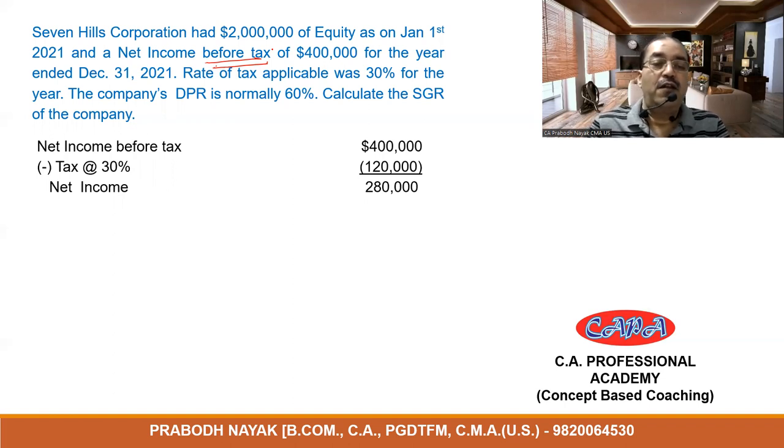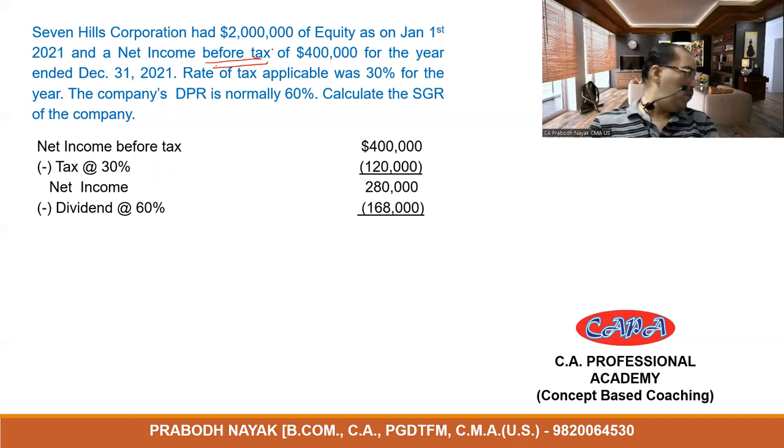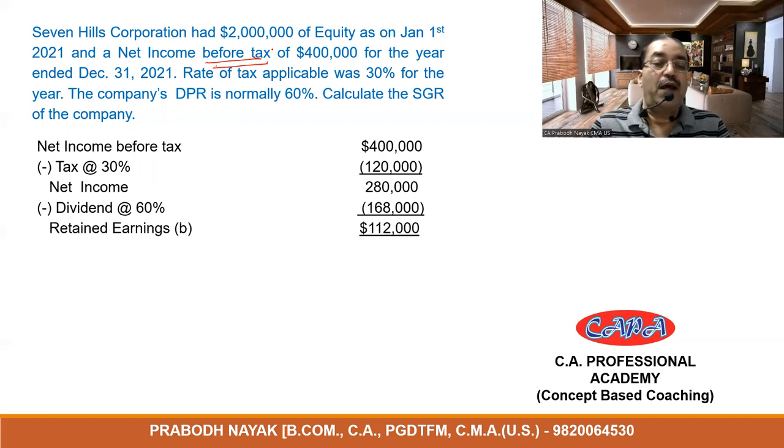Out of this 280,000, how much am I declaring as dividend? 60% is declared as dividend. So 60% of 280,000 is $168,000. Okay, so $168,000 is the dividend paid. How much is balance? $112,000, retained earnings. B for balance. What is the balance called? Retained earnings. So balance is $112,000.